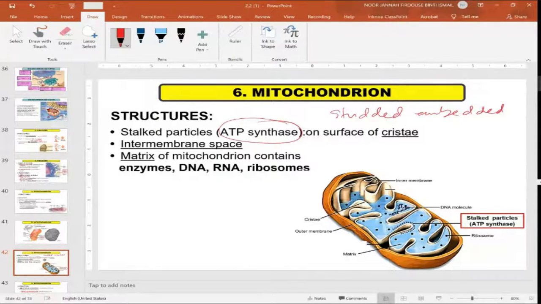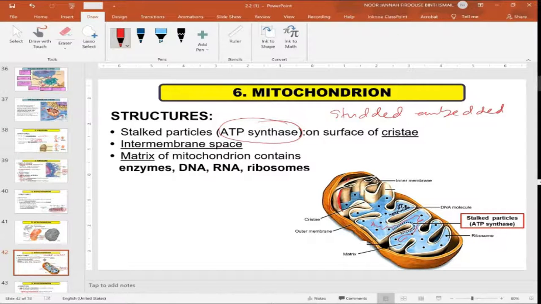Kemudian antara inner membrane dengan outer membrane memang ada ruang. Ruang ni kita panggil intermembrane space. Intermembrane space. And then dia ada matrix. Matrix ni adalah bahagian yang jelly-like ni. Macam kalau biasa sel kita panggil cytoplasm. Ni sebab dia dalam mitochondria, tak boleh panggil cytoplasm juga.